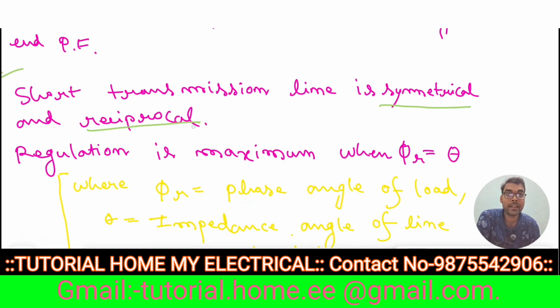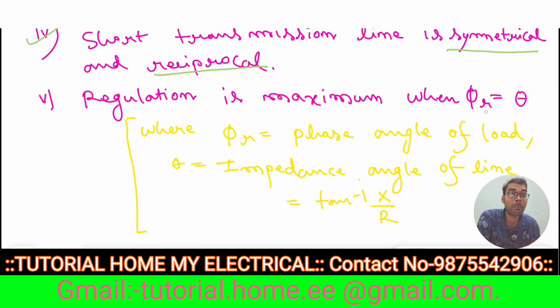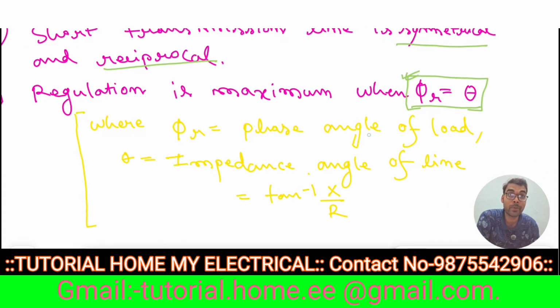Next note point is, regulation is maximum when phi r is equal to theta. It is also important. Where phi r is phase angle of load, and theta is impedance angle of line. It also represents tan inverse X by R, where X means reactance of transmission line and R is the resistance of transmission line.